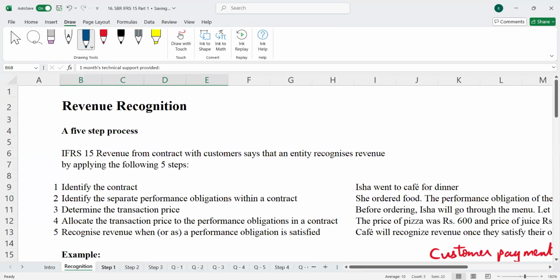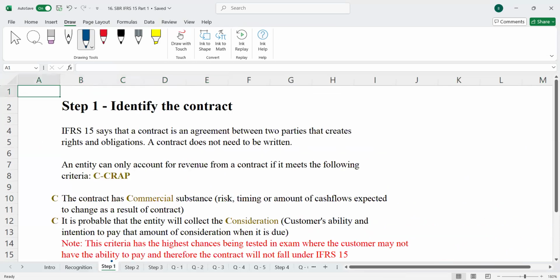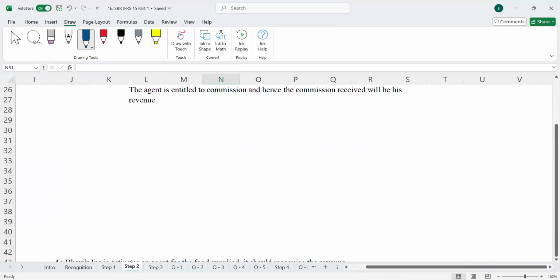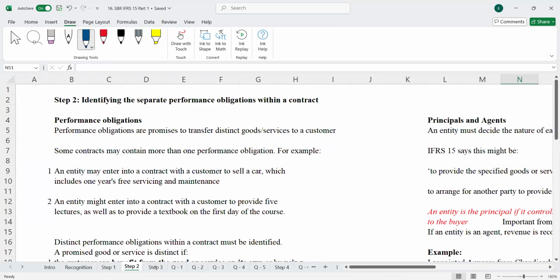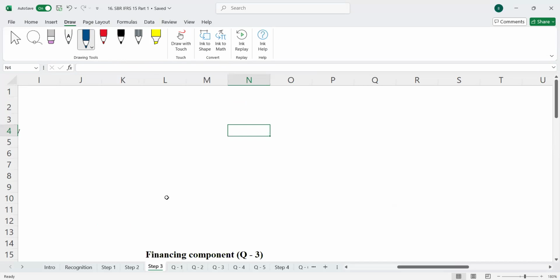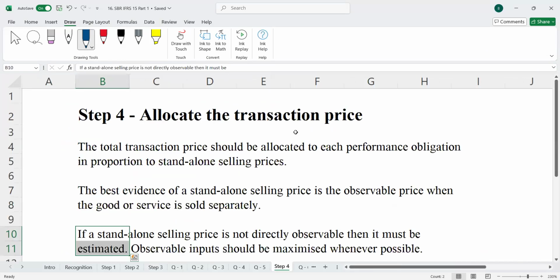Now we will be learning all these steps in detail and they will be testing it in your exam. Okay? So let us now understand how do we actually identify the contract. So we will be learning all the steps in detail. Step one, identify the contract. Step two, the performance obligations. Step three, the transaction price. Step four, allocate the transaction price. And then step five, recognize revenue. So this is something that we will be learning throughout this chapter.